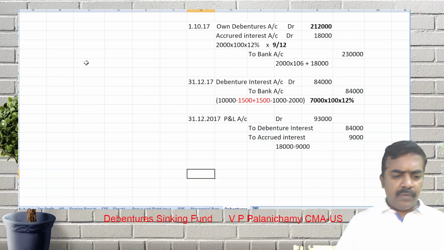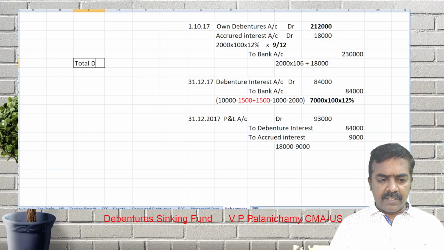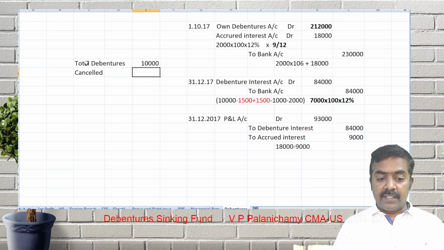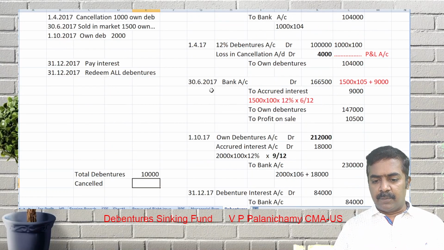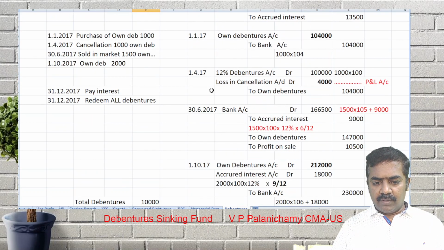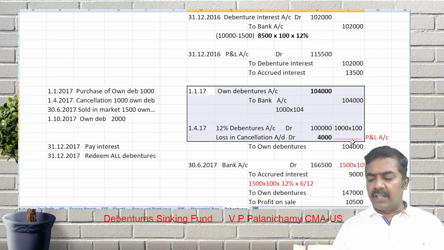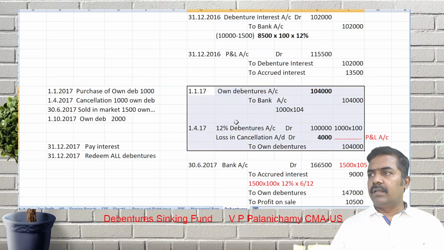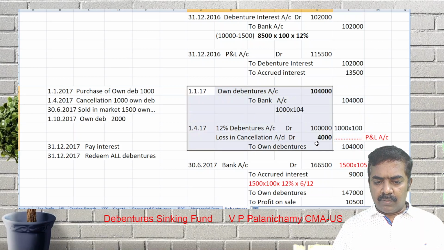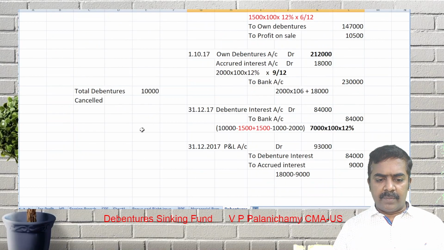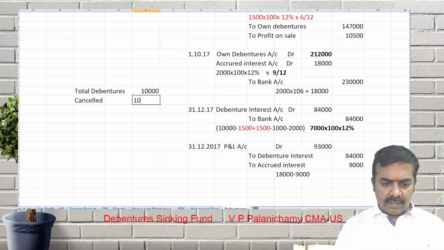Done? Now if you make an analysis, what is the total debentures issued? 10,000 numbers. அதுல already cancelled எவ்வளோ? Cancelled debentures. எவ்வளோ debentures cancel பண்ணிருக்கோம்னு பாருங்க. இந்த we purchased on 1/4 and cancelled on what? We cancelled on 1/1 and cancelled on 1/4. எவ்வளோ debentures cancel பண்ணிருக்கோம்? 1,000 debentures. So இன்னும் balance எவ்வளோ இருக்கு?